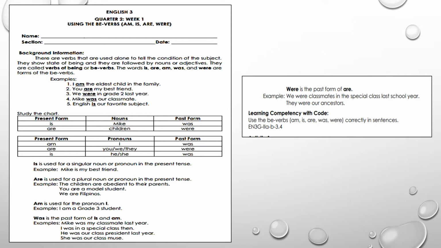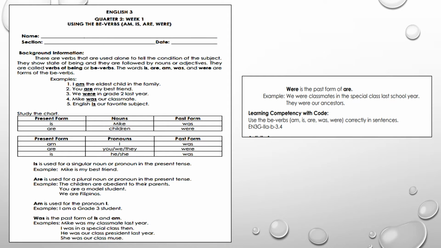So always remember, if you're talking presently or telling something that happens right now, you are going to use is, are, am. And if you're going to talk about the past tense, or it happened already in the past, yesterday, the other day, a while ago, you can use was, were for that past form of the be verbs. So right now, let us read the samples below.